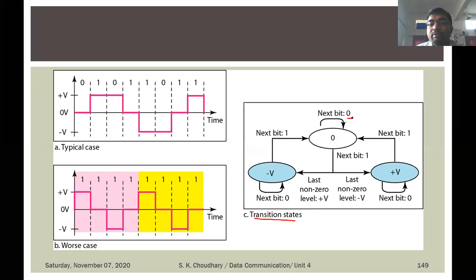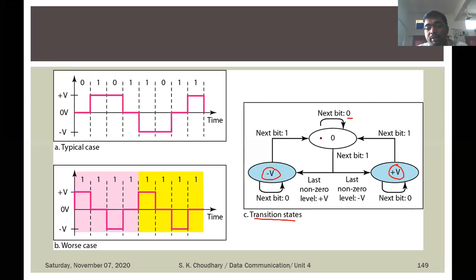The second one is what? The next bit is 1. But here there may be two conditions, because there are two different levels, plus B and minus B. So you have to see whether you are at 0 or minus B or plus B. If the next bit is 1 and the current level is not 0, like minus B or plus B, and the next bit is 1, then the next level would be what? That would be 0. So it is very simple.